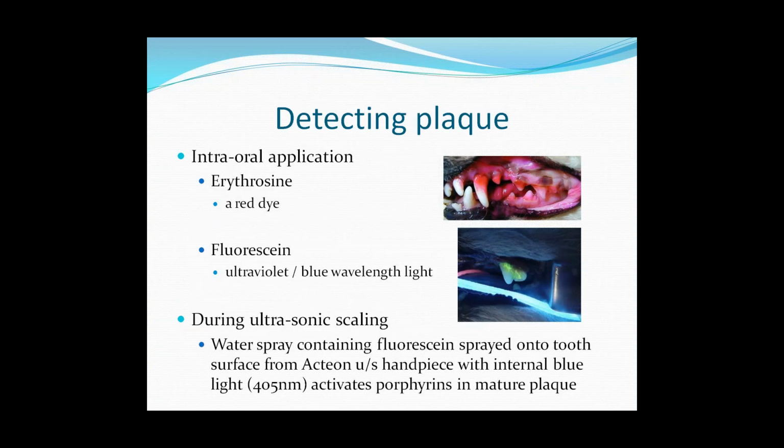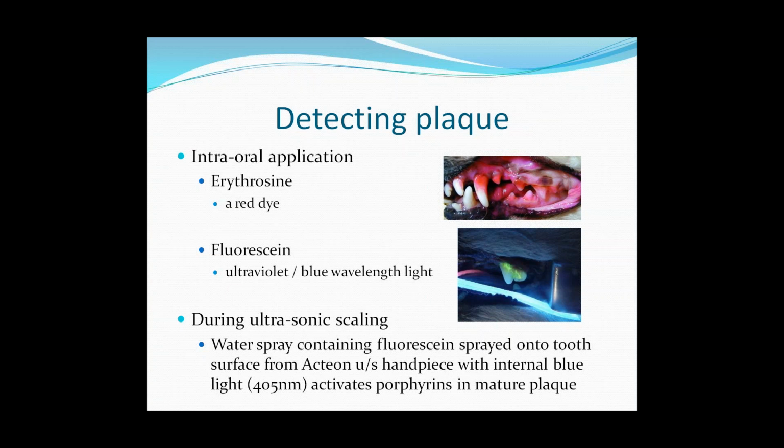So the first topic I wanted to discuss in a way to improve your periodontal cleaning is detecting the amount of plaque that's on the tooth surface. And you can do this in two ways. Traditionally, we've used a product called erythrosin. Erythrosin is a red dye. We can see this demonstrated on the upper right-hand picture where the dog has a pink or a red stain on the tooth surface.